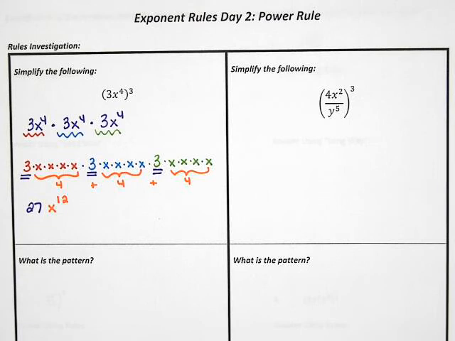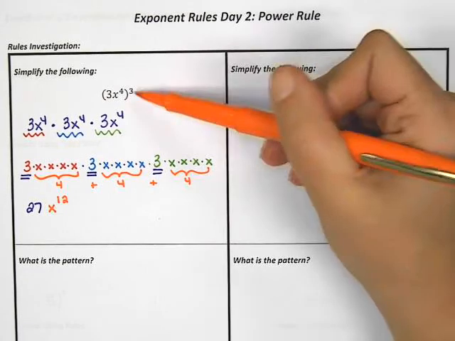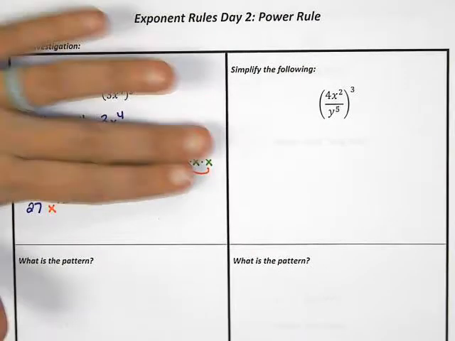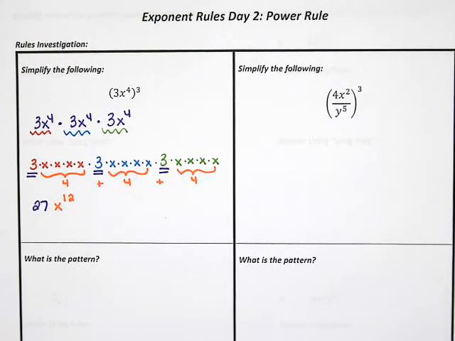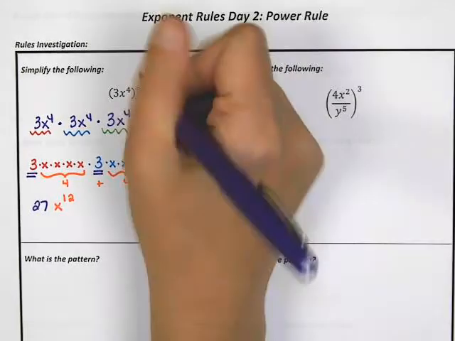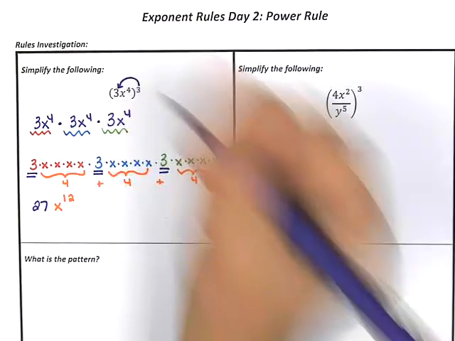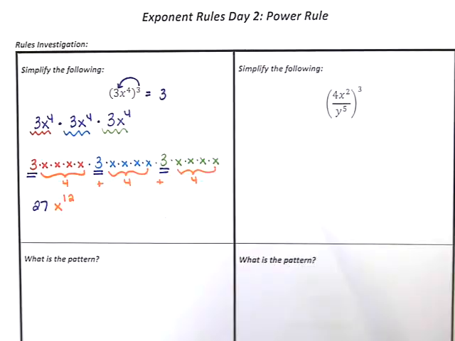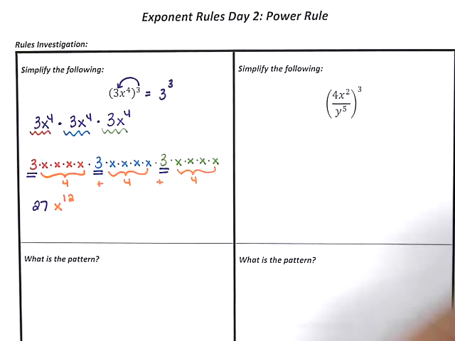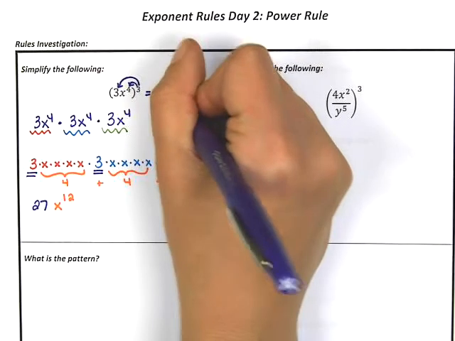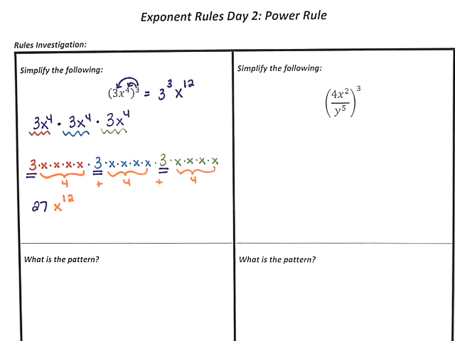So if we look for a pattern, how could we get from our original question to this one without writing out all the middle steps? If we look for a connection, what I notice is that it seems like this exponent was multiplied into all the factors that were inside. For example, it seems like I took the 3 and distributed it, just like I usually do with numbers outside of parentheses, and I got 3 to the third, and then x to the 12th, because 3 times 4 is 12.